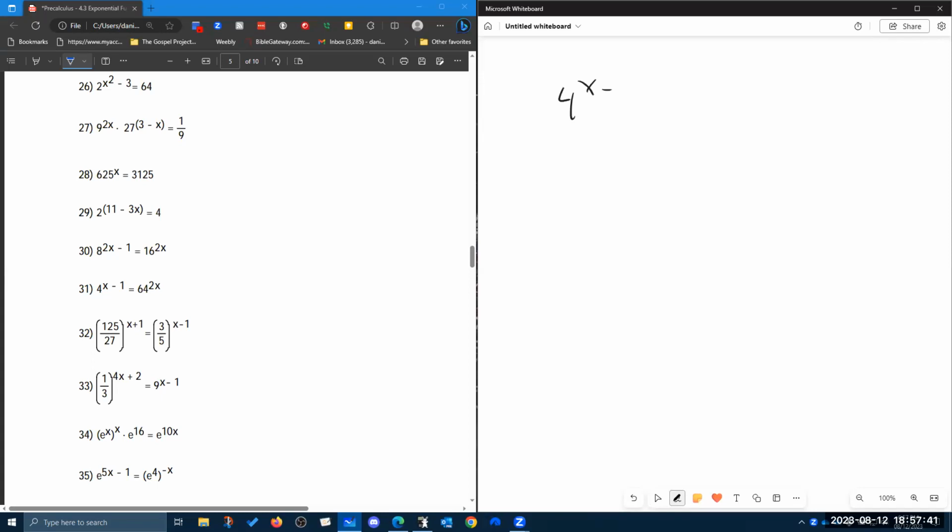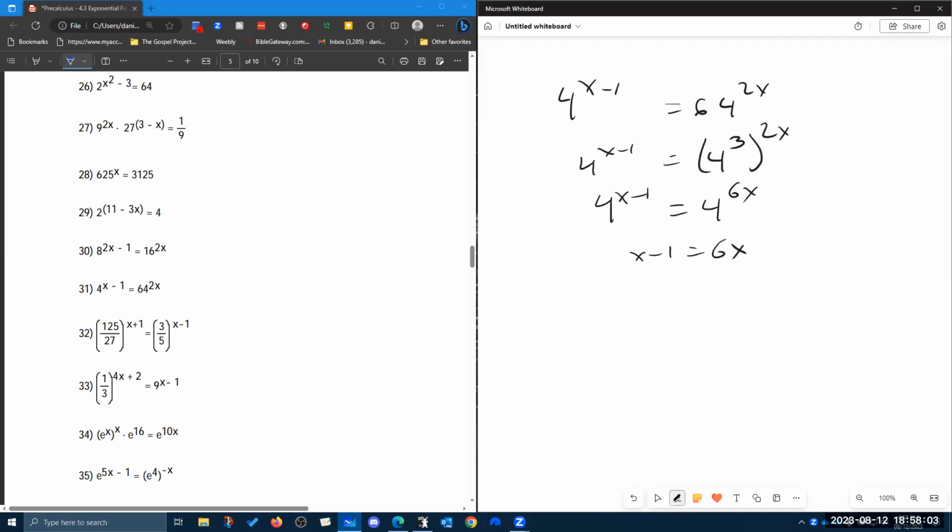4 to the x minus 1 equals 64 to the 2x. 64 is 4 to the third, so it's 4 to the third raised to the 2x. 4 to the x minus 1 equals 4 to the 6x. X minus 1 equals 6x. 5x equals negative 1. X equals negative 1/5.